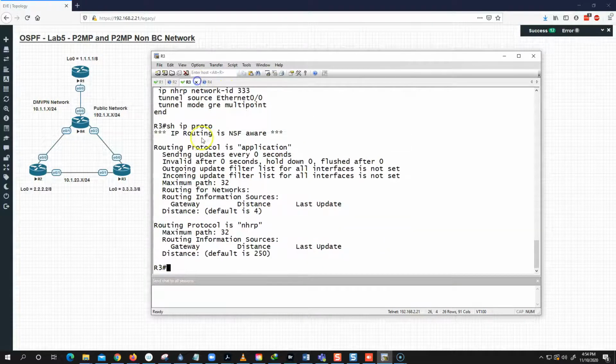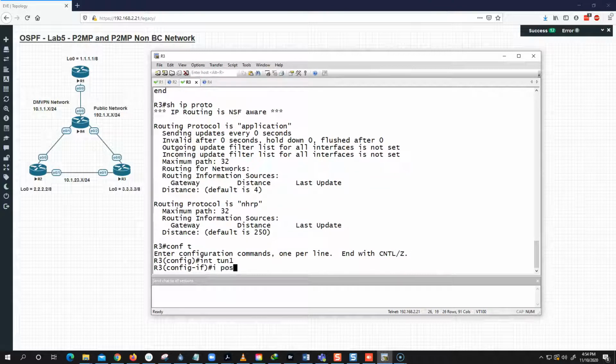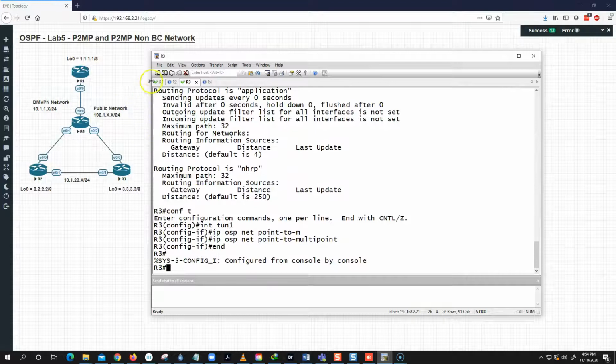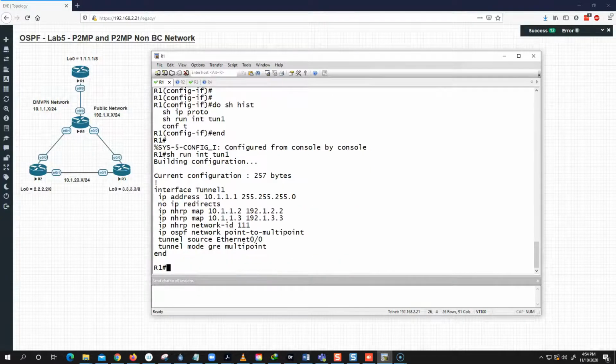And then on router 3, I will do the same. Config t, interface tunnel 1, ip ospf network point-to-multipoint. So now our interface from an OSPF perspective is point-to-multipoint. Okay, so if I look at the tunnel interface now, from an OSPF perspective, that is point-to-multipoint. I haven't enabled OSPF yet.